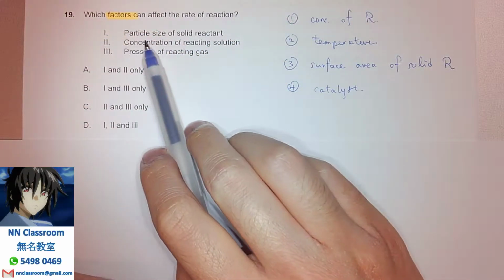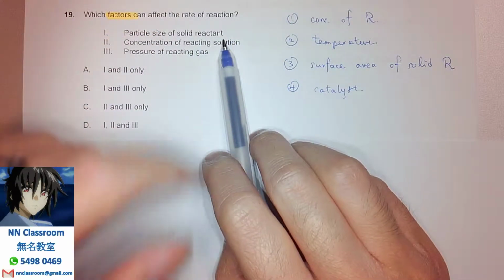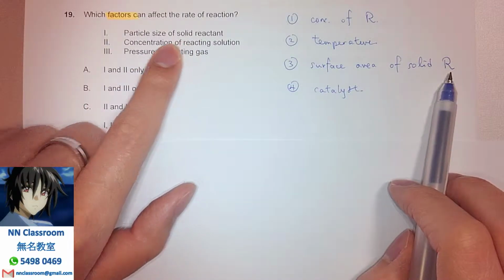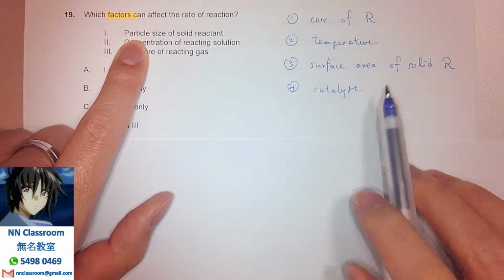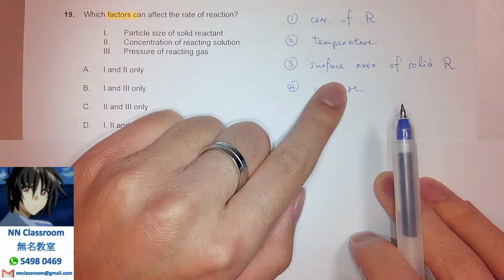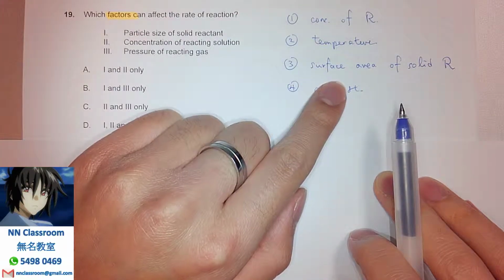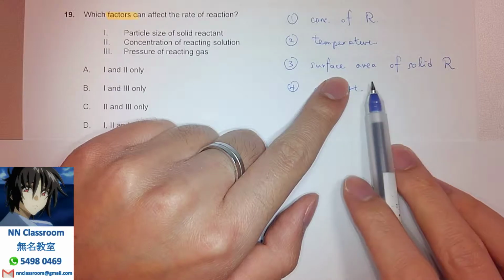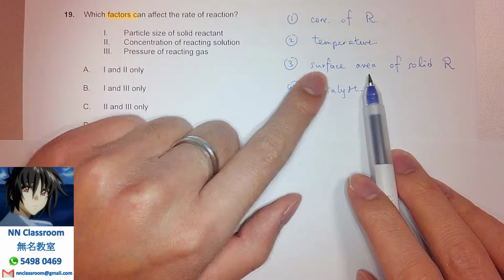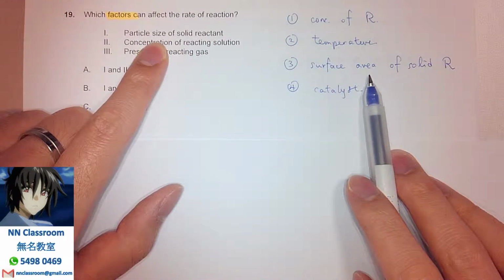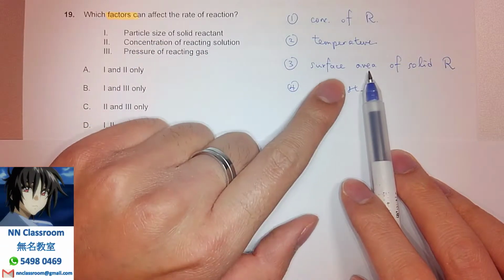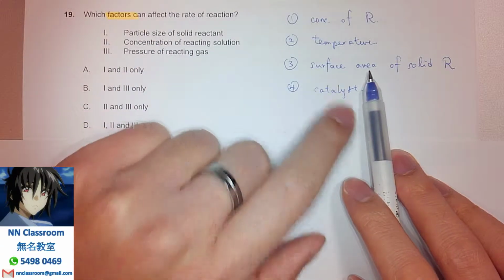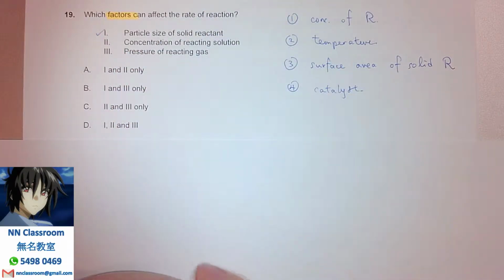The first one, particle size of solid reactant. True, that is a solid reactant, and then particle size. Normally, the words surface area are not given directly, but they will be packaged in a way that translates the meaning of surface area into the concept of size, right? Because the smaller the size, the bigger the exposed surface area. So obviously true for the first factor.